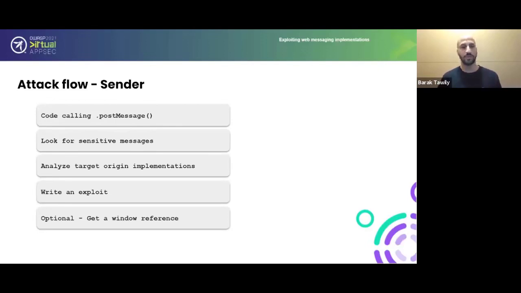Then we'll need to write an exploit. The exploit, in this case, can be really easy because we are just implementing a receiver, and maybe needs to use some manipulation around the target origin implementations. But sometimes you'll need to get a window reference, because when you want to reach the sender code, you might need to send a message in order to reach the exact code to trigger the other postMessage.